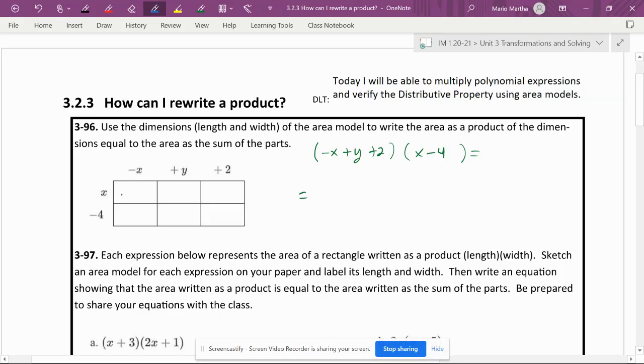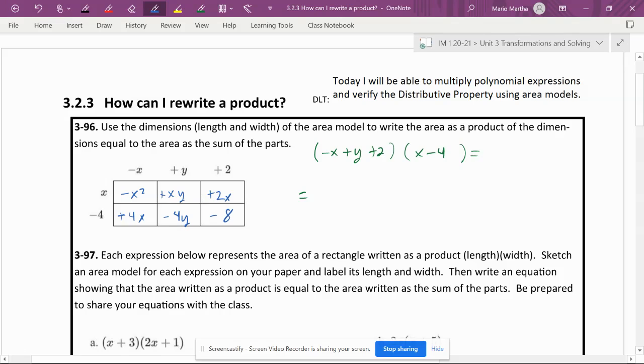X times negative x gives us negative x squared. X times positive y gives us positive xy. X times positive 2 gives us positive 2x. Negative times a negative is a positive, and then 4 times x is 4x, and then negative 4 times y would give us negative 4y, right? And then lastly, negative 4 times positive 2 gives us negative 8.